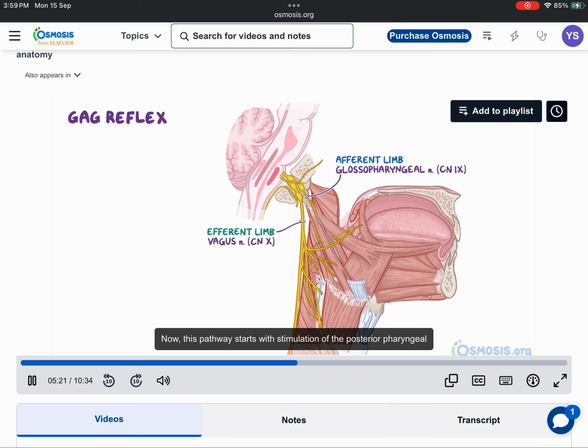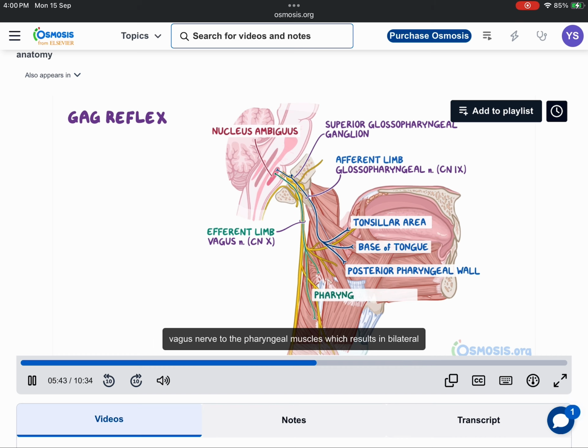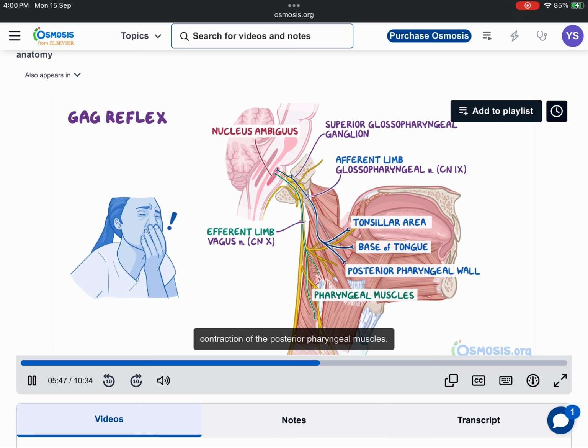Now, this pathway starts with stimulation of the posterior pharyngeal wall, the tonsillar area, or the base of the tongue, which sends signals via the glossopharyngeal nerve that carries this information to the superior glossopharyngeal ganglion located in the jugular foramen. Then, these first-order neurons send fibers to the nucleus ambiguus, from which efferent nerve fibers travel through the vagus nerve to the pharyngeal muscles, which results in bilateral contraction of the posterior pharyngeal muscles.